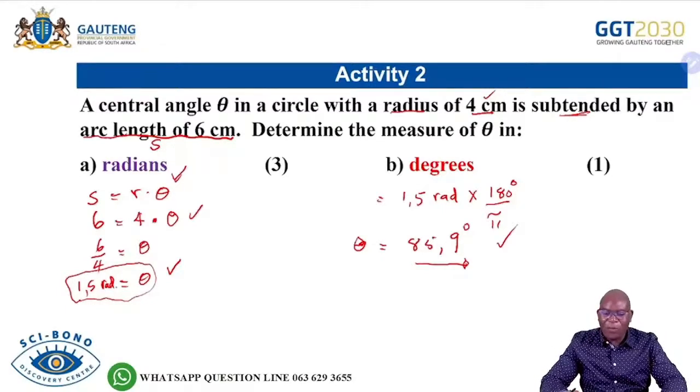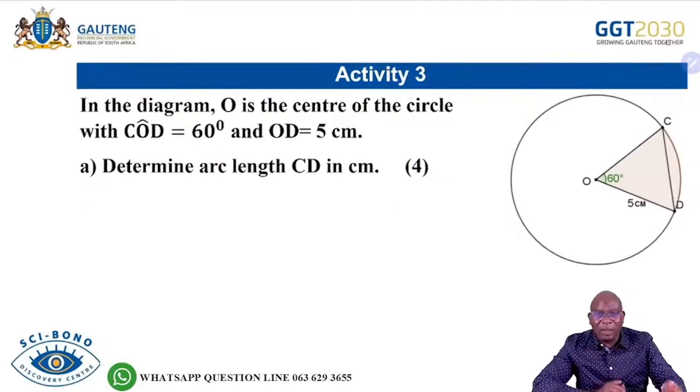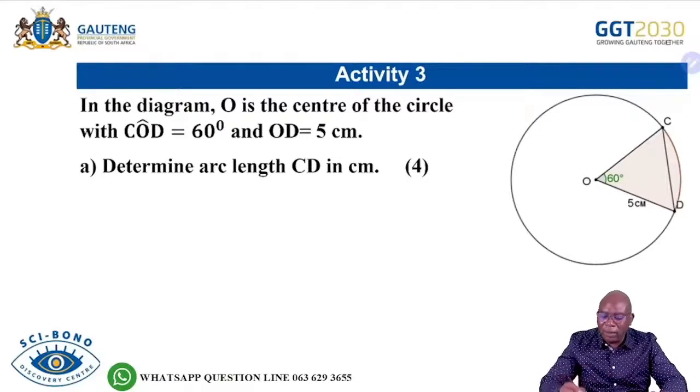Okay, now let's get to this question. This is also an exam question. Very nice question. First of all, I must look at what is given. What is given is a central angle, which is 60 degrees. And OD is 5 centimeters, that's given. But OD and OC are equal, so OC is also going to be 5 centimeters.